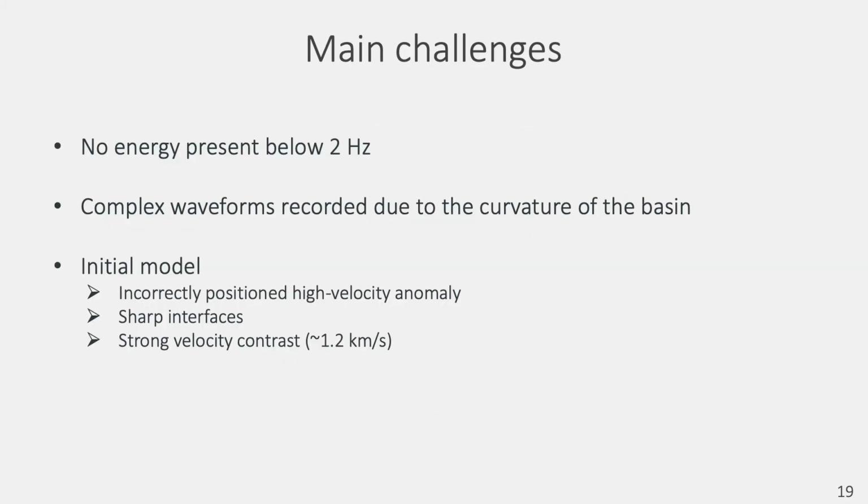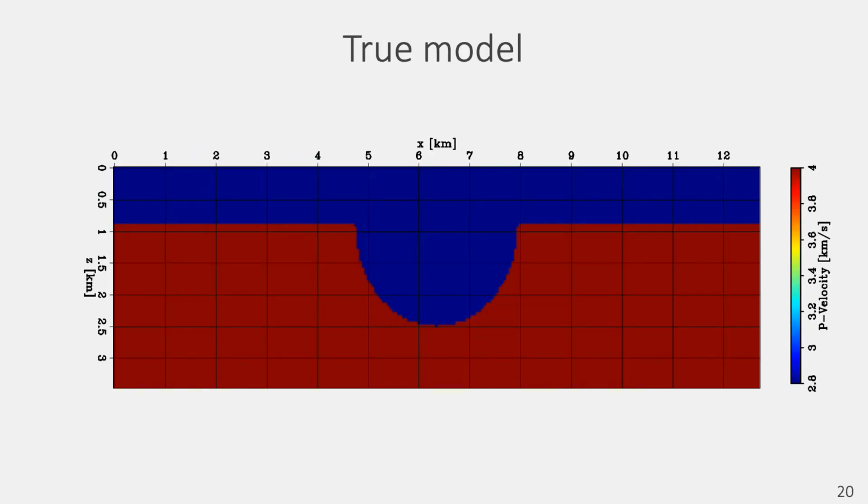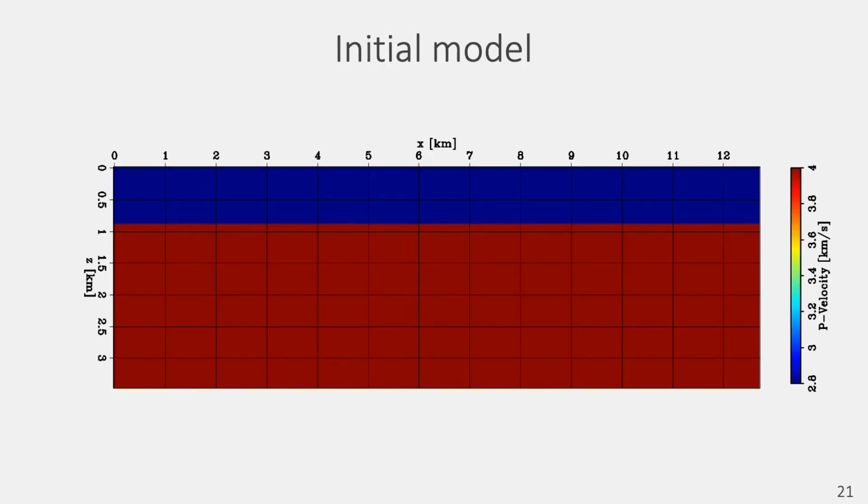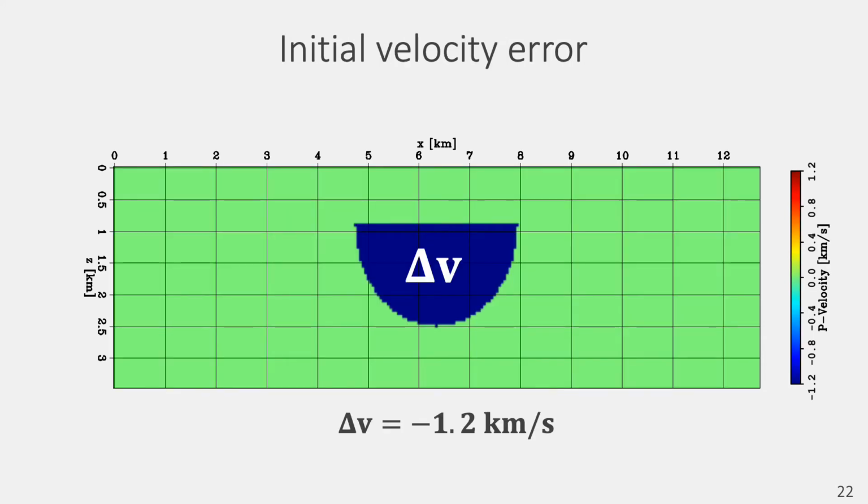The third main challenge stems from the structure of the initial model. First, it contains an incorrectly positioned high-velocity anomaly since the syncline feature is completely missing. Moreover, this anomaly contains high wave number interfaces with a sharp velocity contrast, somewhat similar to an incorrectly positioned salt body. This is the true model, and this is the initial model, and this is the initial velocity error, the difference between the true and the initial models.